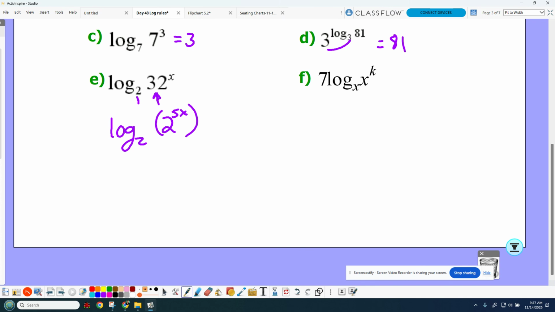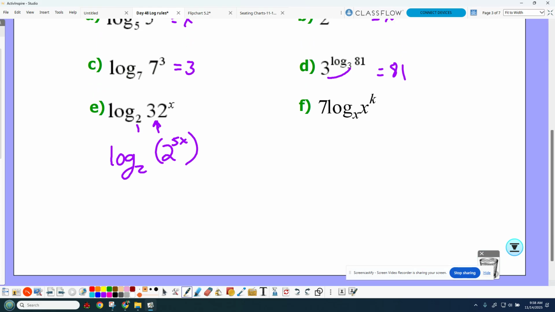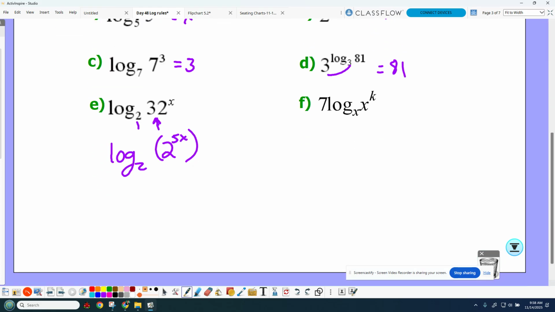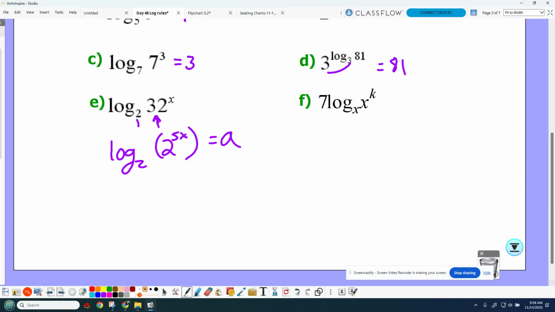So do they match now? So Lisa, what's going to come out? Let's look at the pattern. Actually, do it this way. 2 to the a equals 2 to the 5x. What does it have to be? Five x.